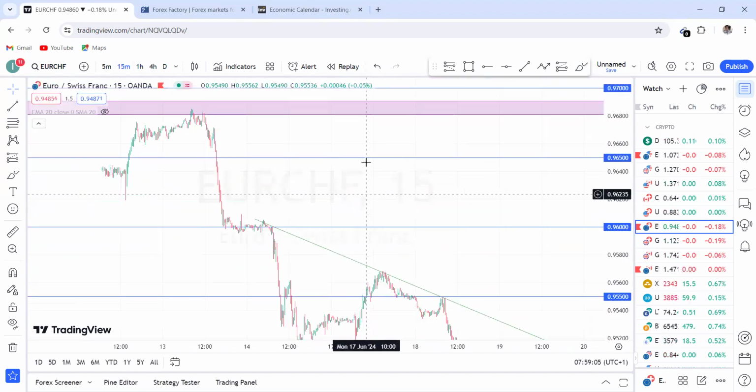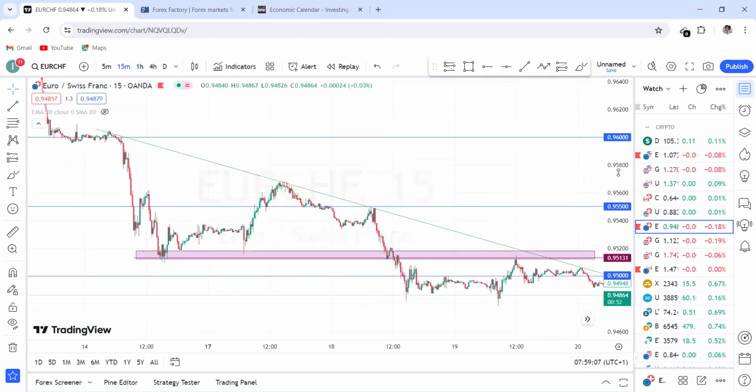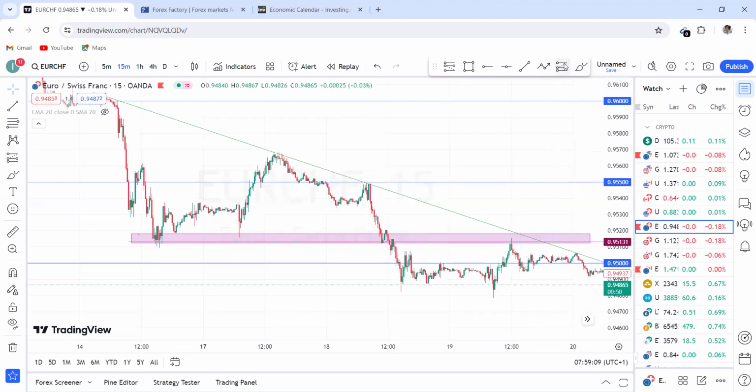Just as I said yesterday, I was expecting to sell EURCHF should it come to this gray zone I had marked out here. So why did I mark out this gray zone? Look at it: it reacted here on Friday last week, reacted here on Monday, and then on Tuesday it reacted here. And just as I said, on Tuesday I took this trade at this point here.